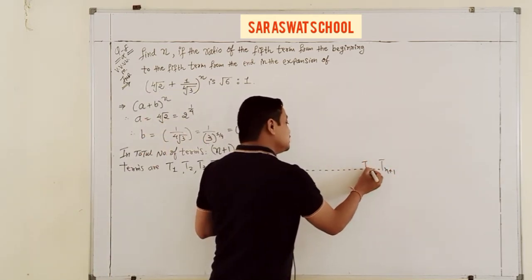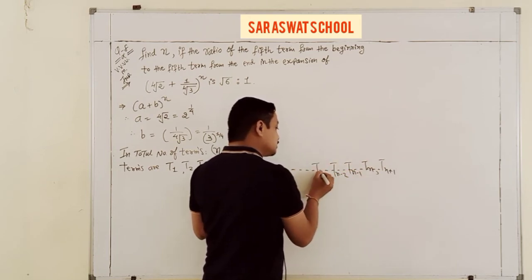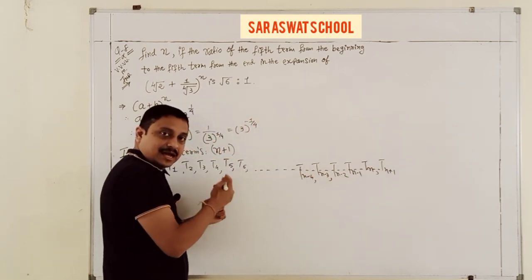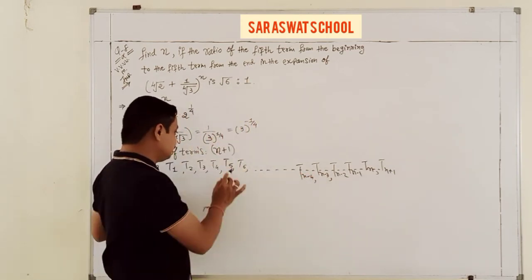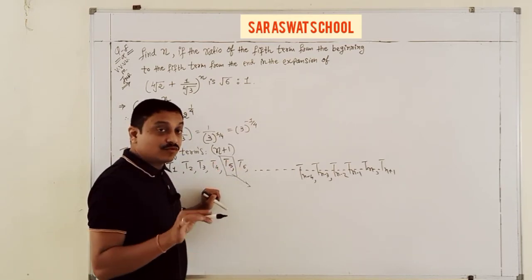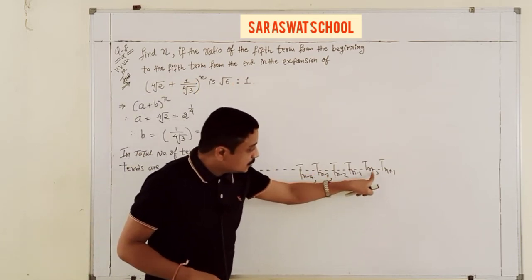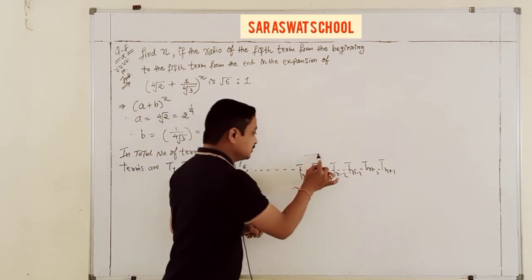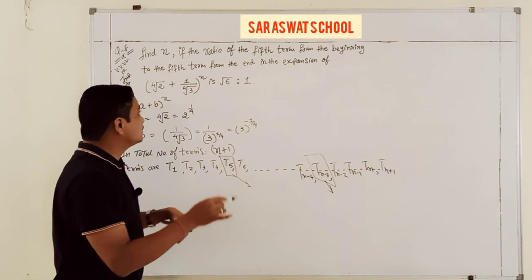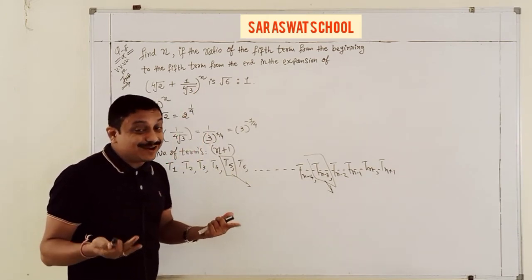So what is the previous term? T(n), T(n minus 1), T(n minus 2), T(n minus 3), T(n minus 4), till the last. I want the fifth term from the beginning and from the end. Now from the end: 1, 2, 3, 4, 5. It means this one. Both give the ratio root 6 to 1. Yes, students, very easy and very simple.